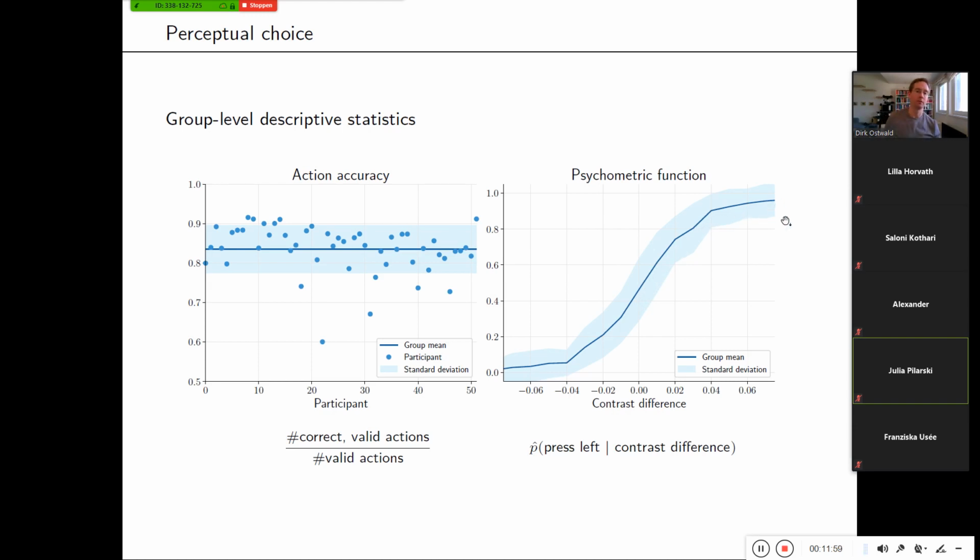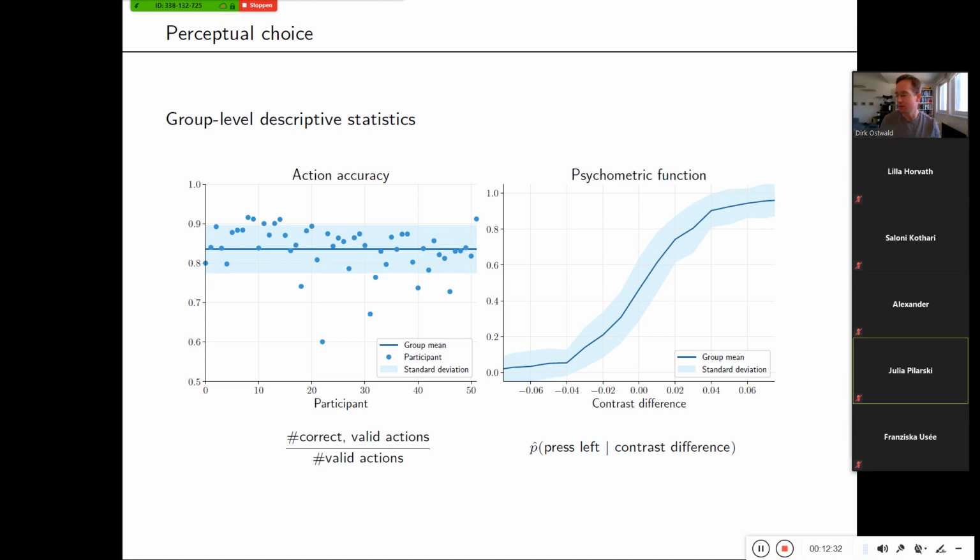It's called a psychometric function, has been modeled quite a lot, typically by sigmoidal functions. It's fairly standard. And it corresponds to the estimated probability. So that's not really a probability, it's just estimated based on the proportions of pressing the left button based on the contrast difference. Questions about these summary statistics? Doesn't seem to be the case.